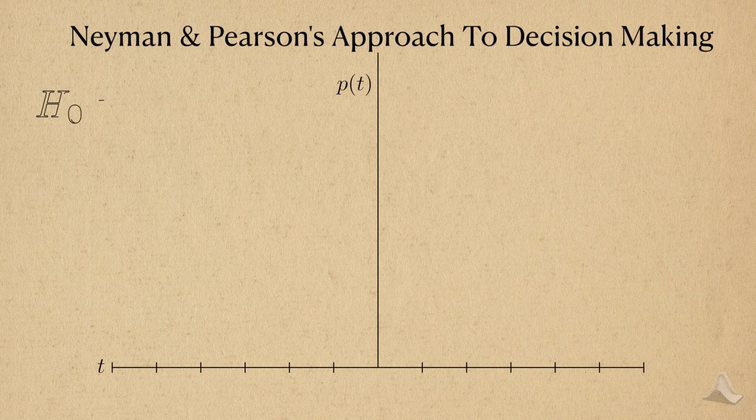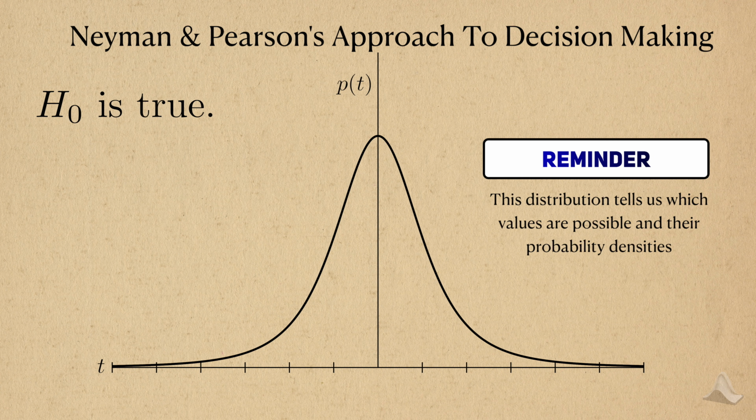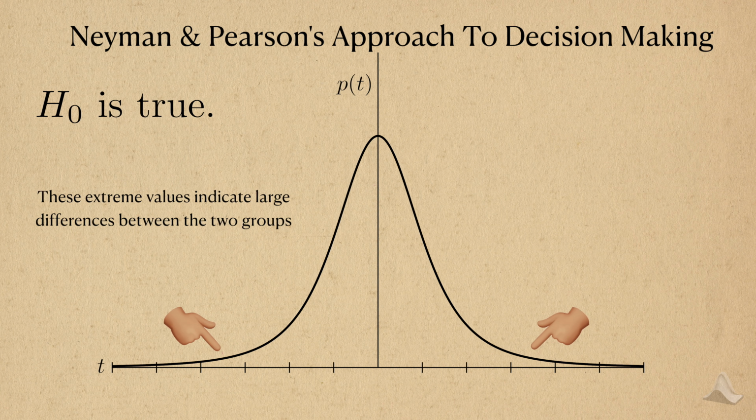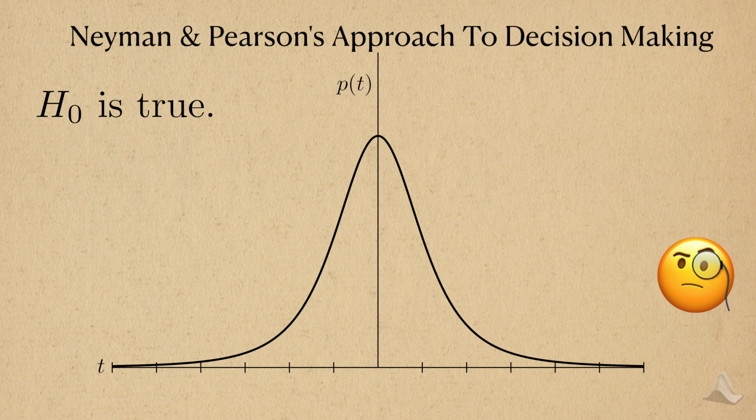Let's visualize the null distribution of the t-test. As a probability distribution, it tells us what values are possible under the null hypothesis and the probability density associated with these values. These low regions tell us that it's still possible to observe extreme differences between the two groups, even under the null hypothesis, but they're just really unlikely. We should ask ourselves, when is an extreme value so extreme that we should reject the null hypothesis?